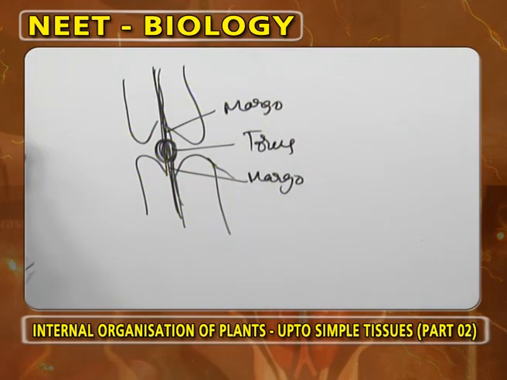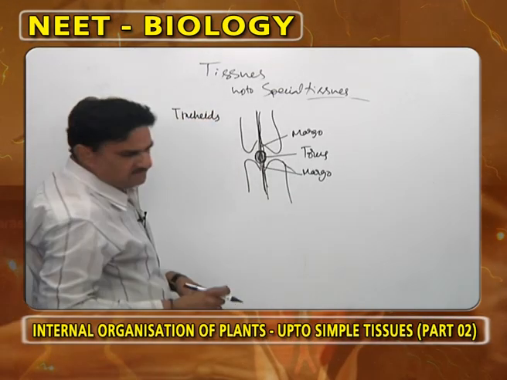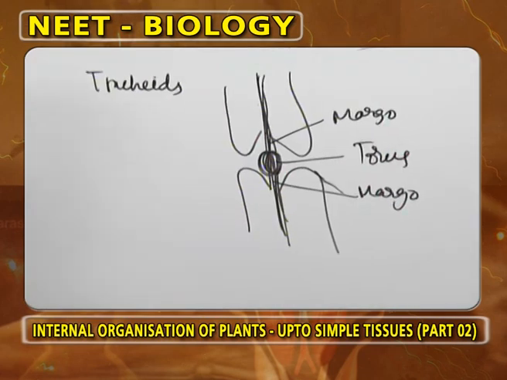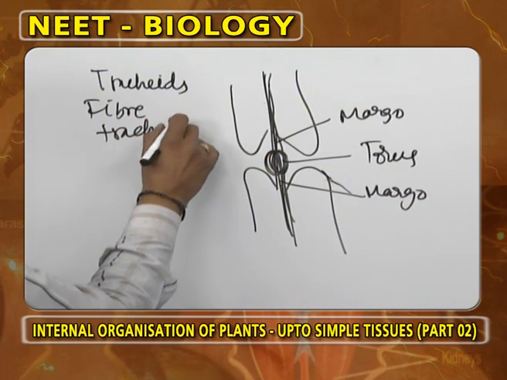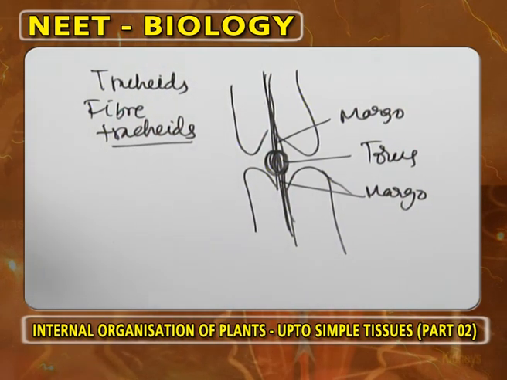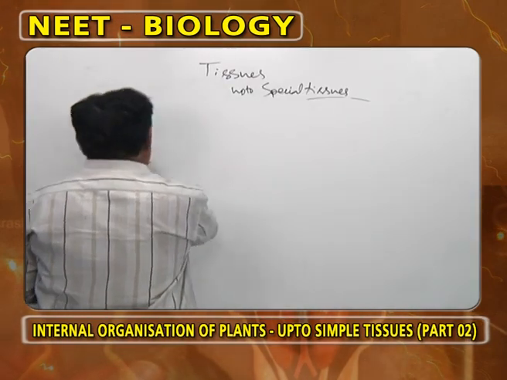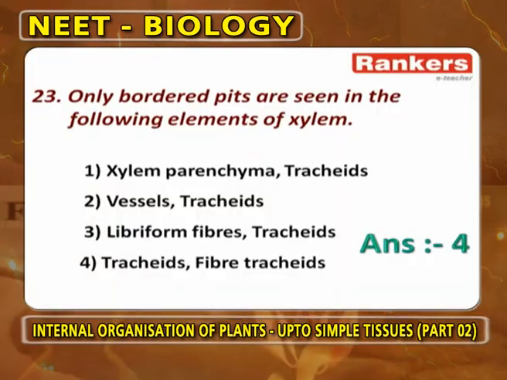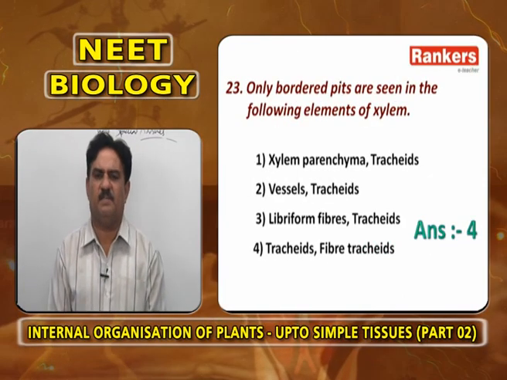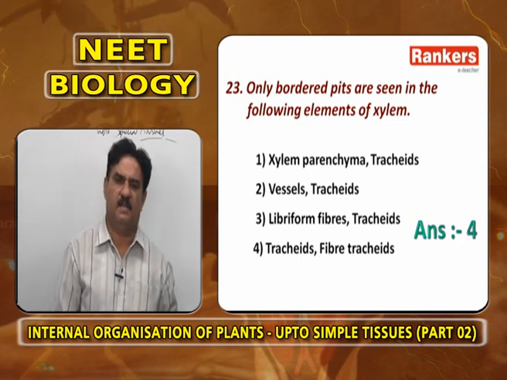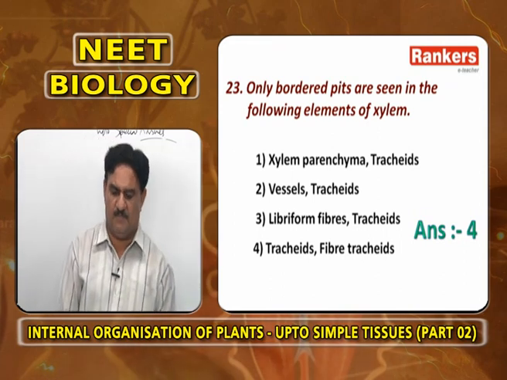So, bordered pits are found only in lower groups like tracheids. They are found only in xylem tracheids and fiber tracheids. Why? Because tracheids are present in lower groups of plants. Xylem tracheids are found only in pteridophytes and gymnosperms with bordered pits. Fiber tracheids means the non-functional xylem fibers converted into tracheids, so they definitely possess bordered pits.